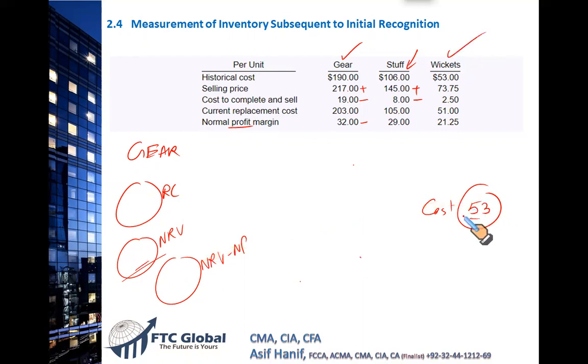Wickets have a cost of 53. NRV 73.75 less 2.5, it's going to be 71.25. Your replacement cost is given as 51. And NRV minus normal profit margin of 21.25 is going to be 50. Now look at this. What is going to be our mid number, the middle number out of these? The middle number is neither too high nor too low, so it's going to be 51, right? So this is going to be your designated market price, and you're going to compare it with cost.